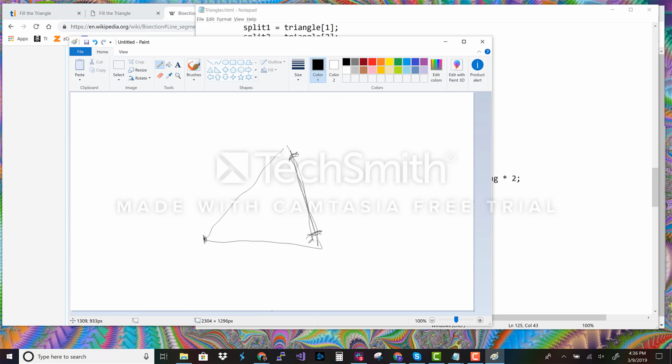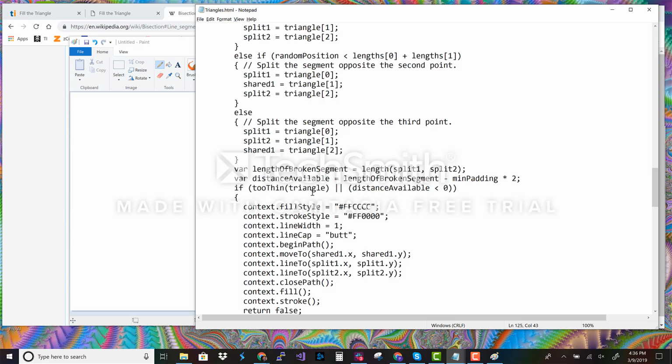Again, what if this triangle just happened to be really thin and there was still a chance of landing here? But what if that's only 9 pixels? There's just no way it could be broken. And I'm not even sure if that's possible after we added the too thin test. But that's just to be safe.